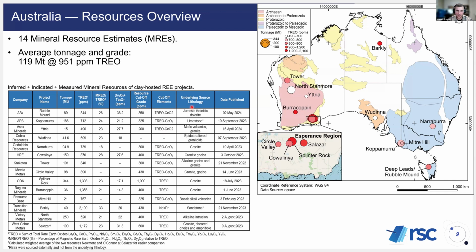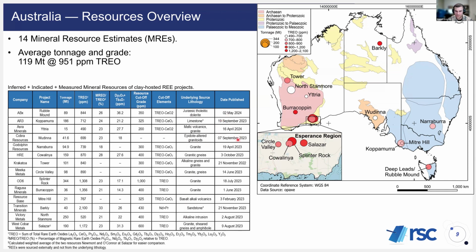The underlying source lithology, you can see it's mostly granite across the board, but there's also a couple of deposits over Australia where you have mafics and even ultramafics. Most commonly, it's mafic basalt that's also an underlying source rock.